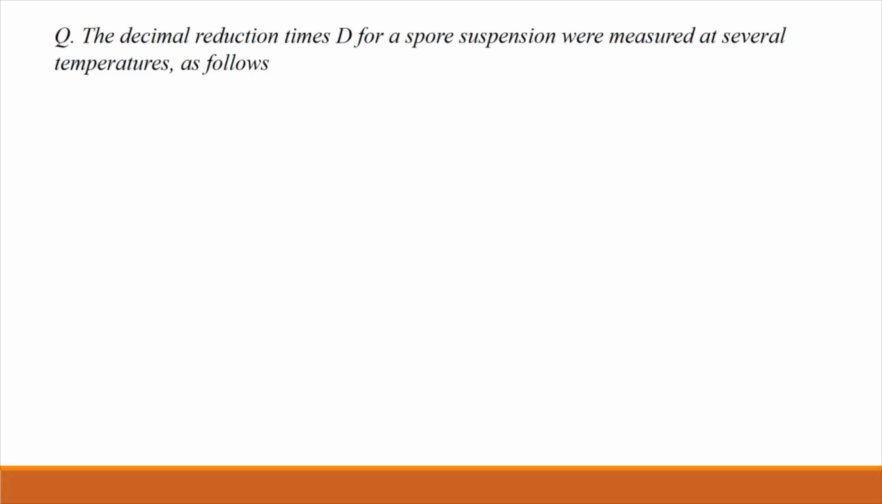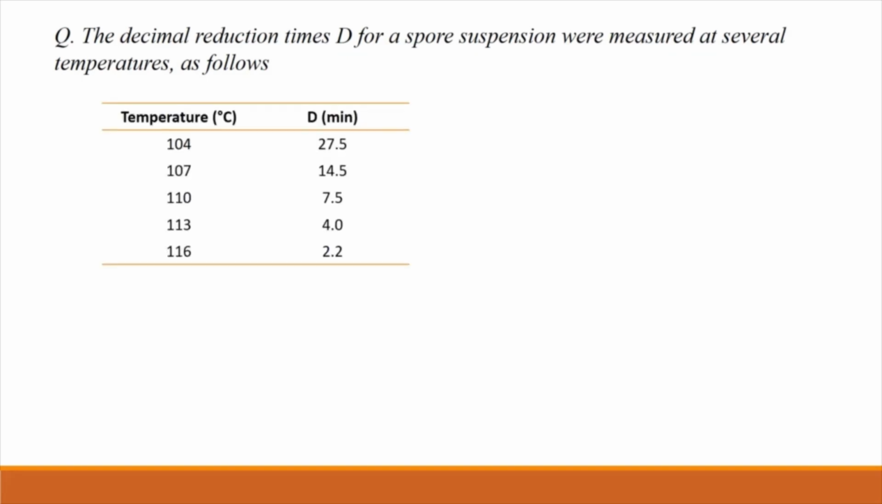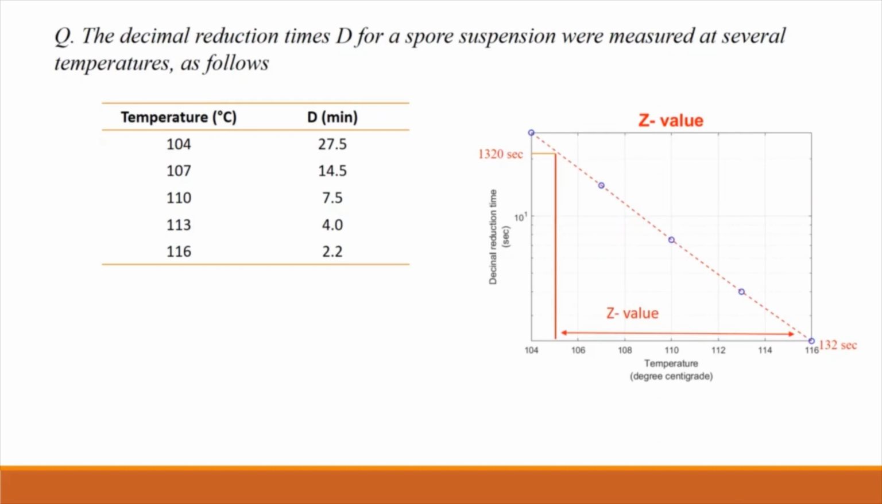The decimal reduction times D for a spore suspension were measured at several temperatures as follows. This is the data given in the question. In this experiment, the D value is measured at an interval of 3 degrees centigrade starting from 104 degrees centigrade and ending at 116 degrees centigrade. In order to calculate the Z value, we have to plot this data on a semi-log paper. When we plot this data on a semi-log paper, it will look like this.